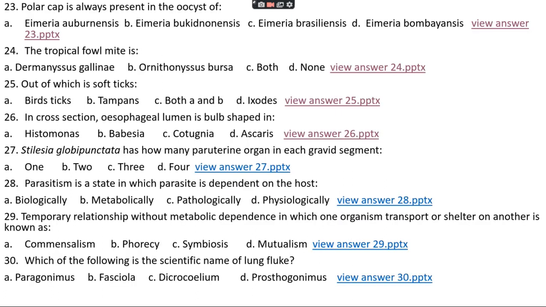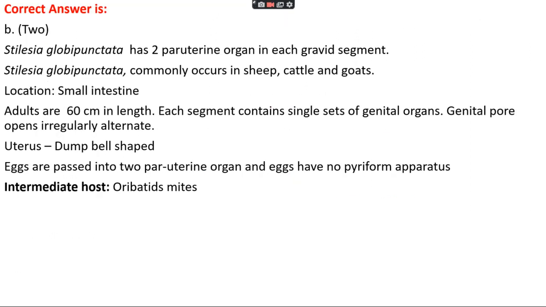Question number 27. Stilesia globipunctata has how many paruterine organs in each gravid segment? Option A, 1. Option B, 2. Option C, 3. Option D, 4. The right answer is option B, that is 2. Stilesia globipunctata has 2 paruterine organs in each gravid segment.